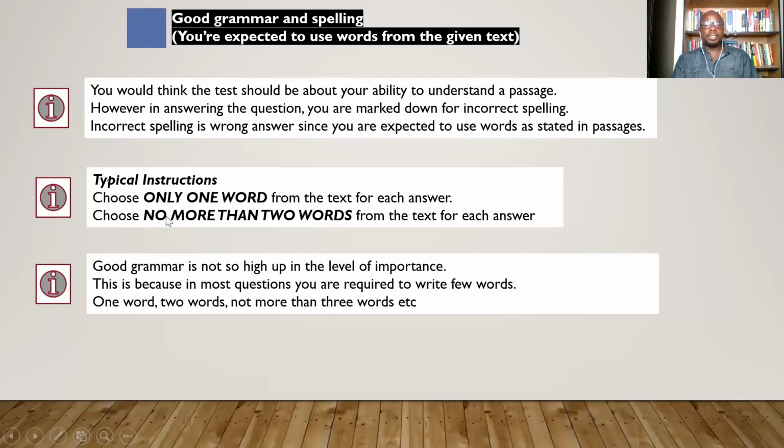Another instruction is: choose no more than 2 words from the text for each answer. That means you can use 1 word and you can use 2 words, but you can't use 3 words. Again, the instruction says from the text. So a text has been given to you, a passage. It could be a memo, it could be a timetable, it could be a magazine excerpt, it could come from any of the sources. But the important thing is pick your words from the text. Now, good grammar is important, but really, in terms of the level of importance, it's not so high up there.